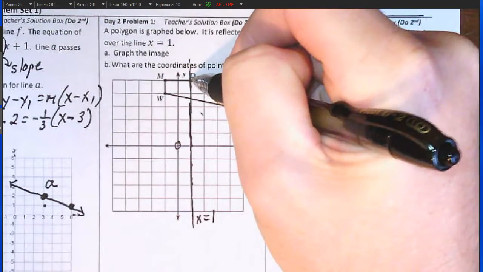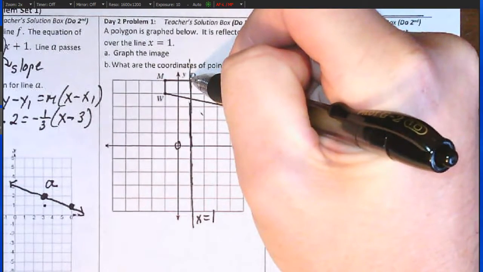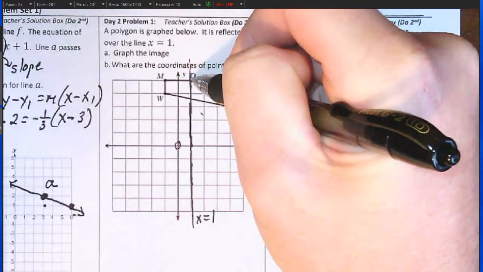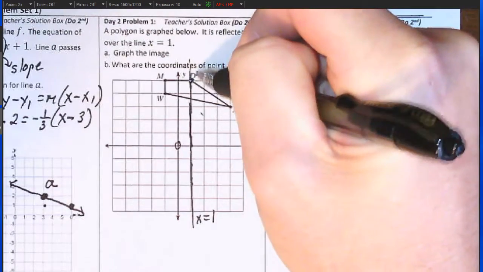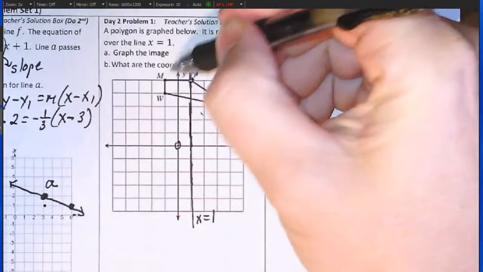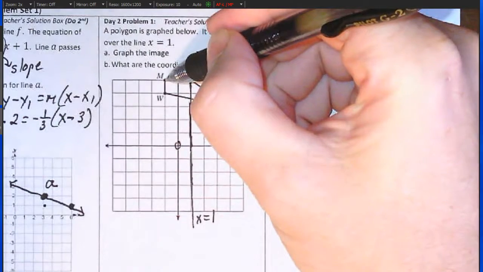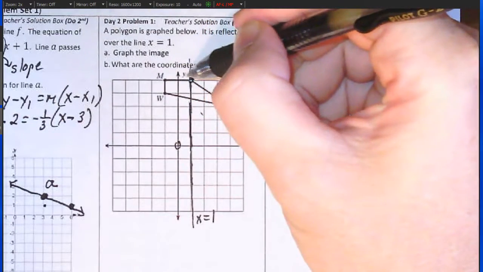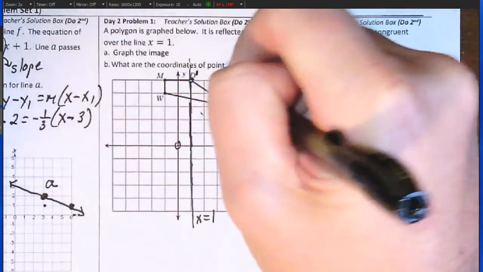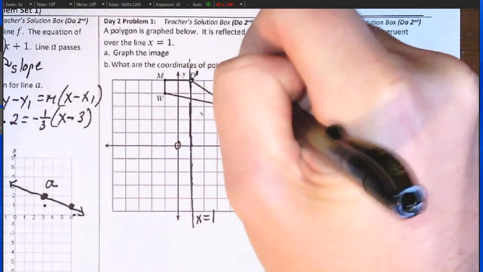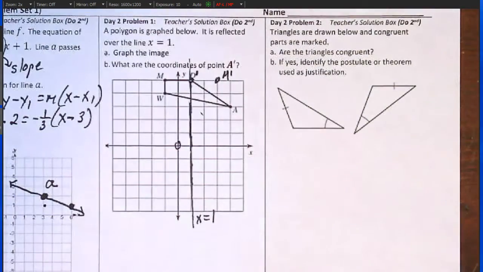Notice that point D is exactly right on top of the reflection line. So it will not move at all when we do the reflection. Point D is in the same spot as point D prime. Point M, however, which is to the left of the reflection line, will flip and land over here to the right of the reflection line. So this dot here is where M prime ends up being.